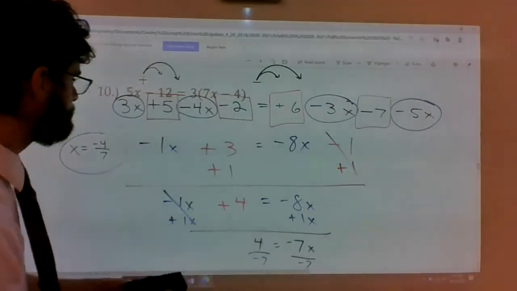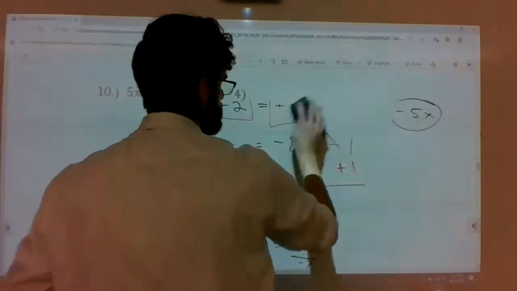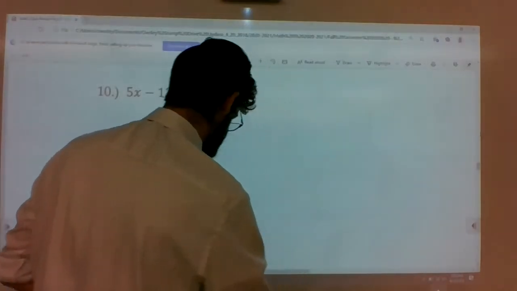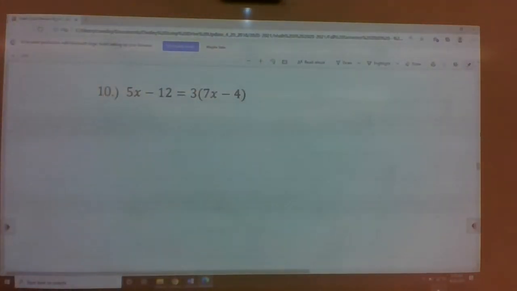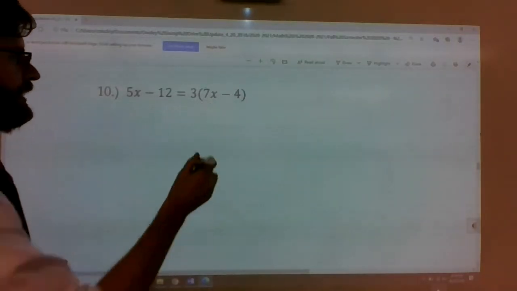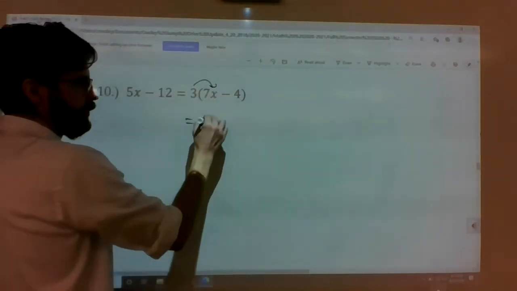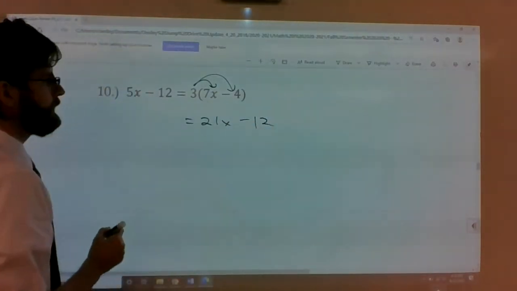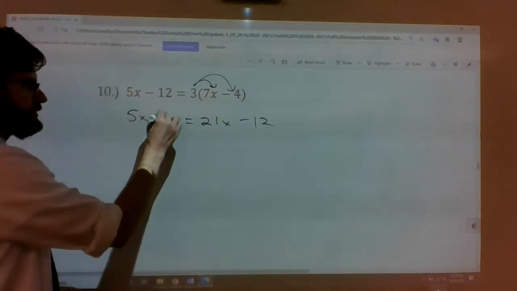Check out number 10. Looks simple enough. I've got grouping symbols on the right that we need to get rid of. 3 times 7x is 21x. 3 times negative 4 is negative 12. Just drop down the 5x minus 12.